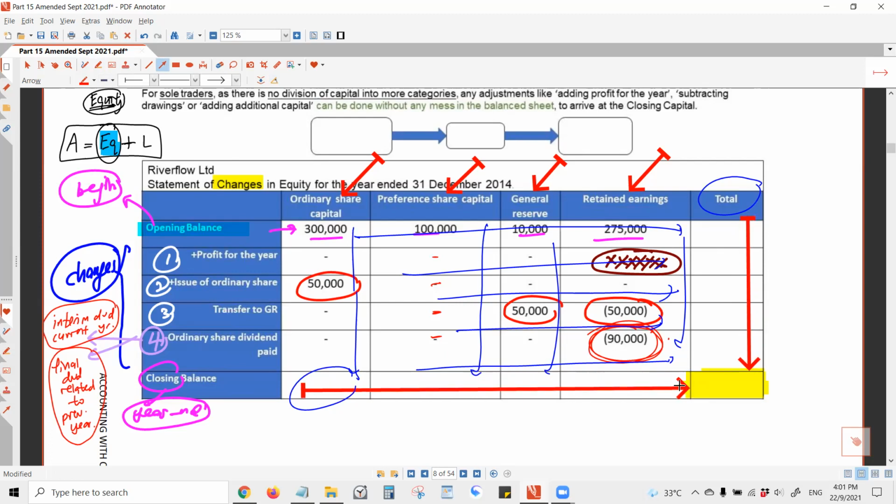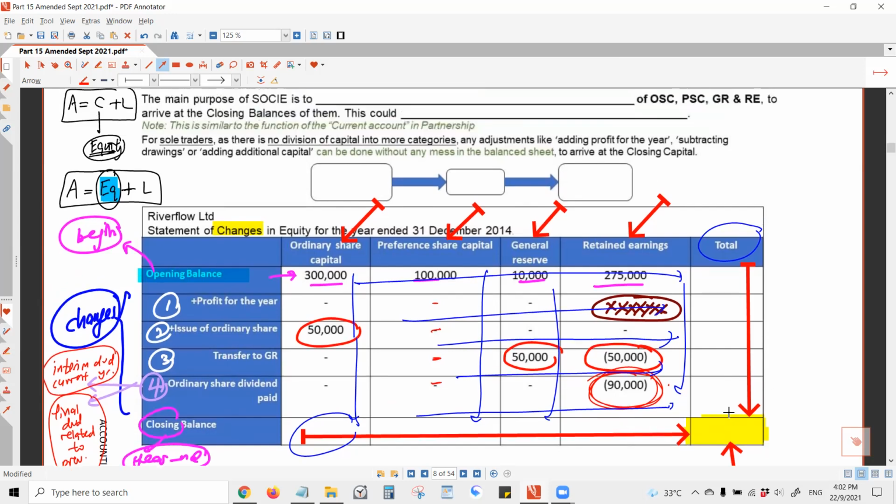Many students just calculate it one time using either of the two directions. But I advise you, please calculate that last figure two times. First time vertically downward, second time horizontally to the right, to ensure that you get the same figure. Then only you are safe. So that's how the SOCIE table must be done. Must know how to do.